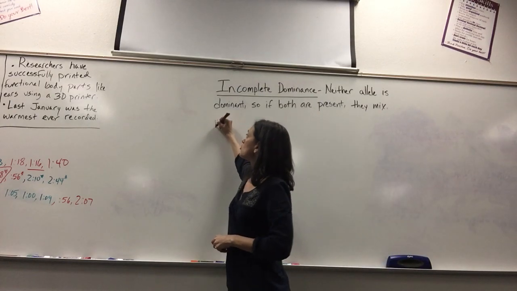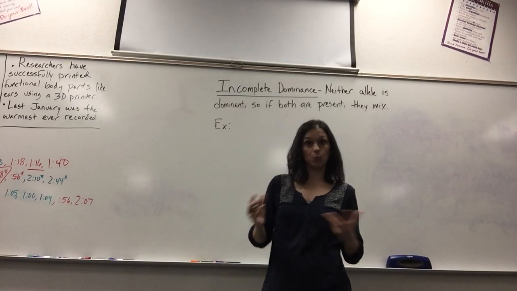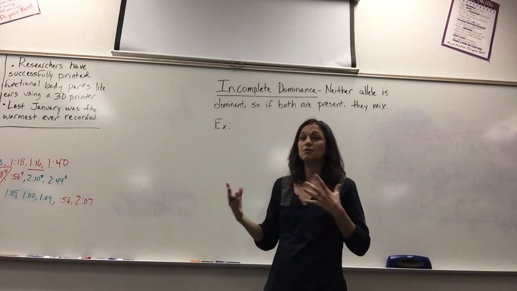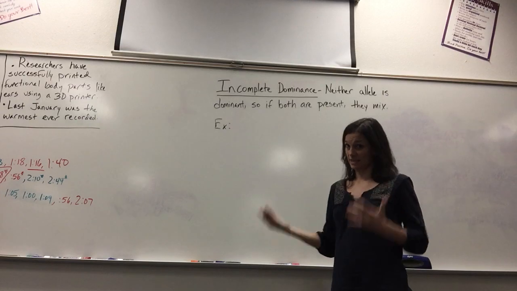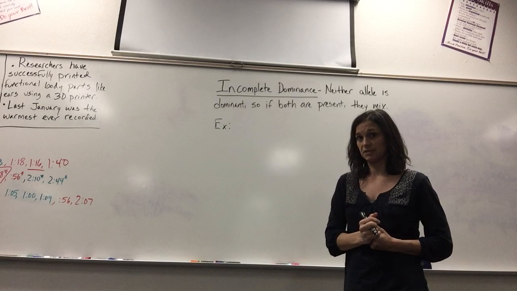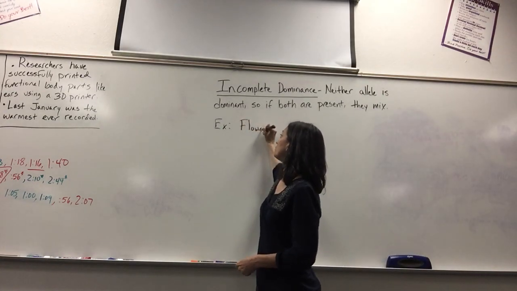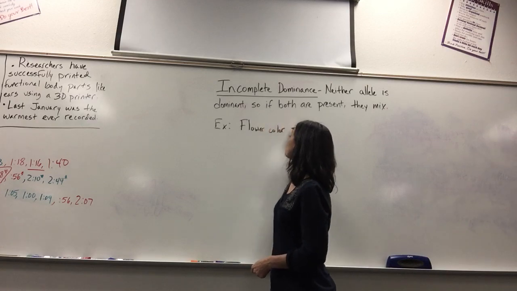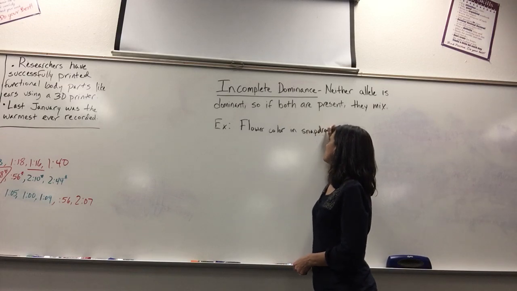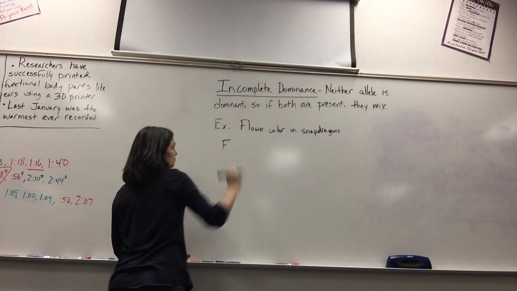And under ordinary situations, we would use a capital letter to represent a dominant allele, and we would use a lowercase letter to represent a recessive allele. Since neither allele is dominant in this case, I can't do that. So instead, I'm just going to choose a letter to represent the characteristic. So let's say in my example, I am looking at flower color in snapdragons. So for this allele, I am going to use a capital F to represent flower color.